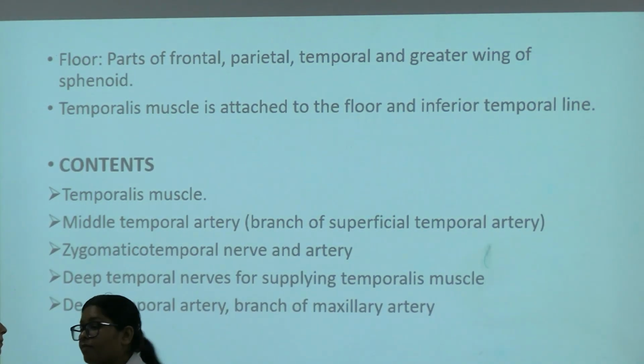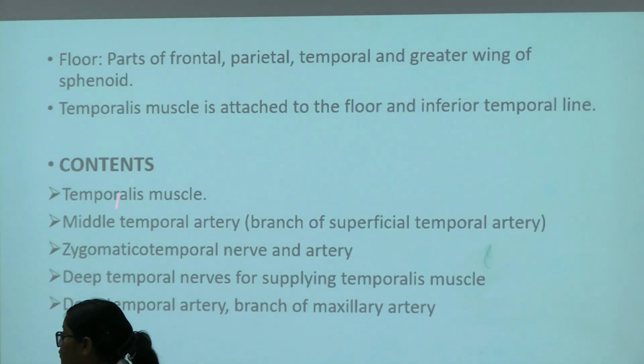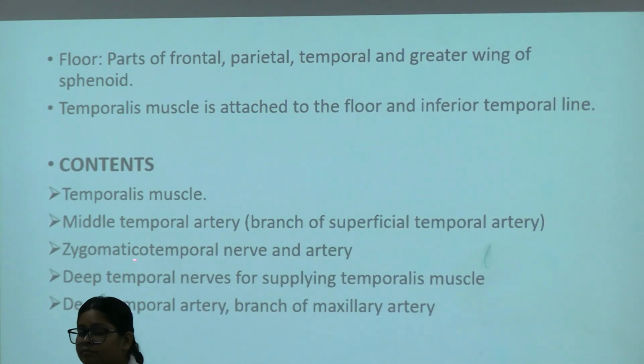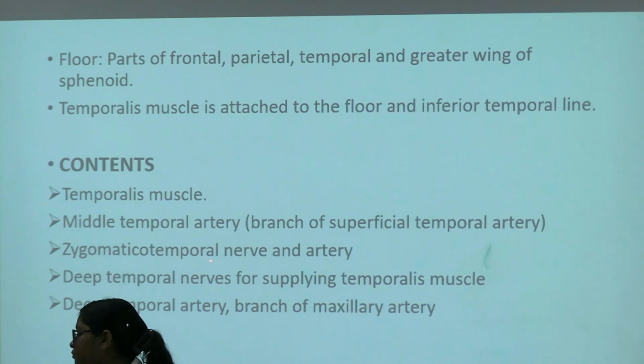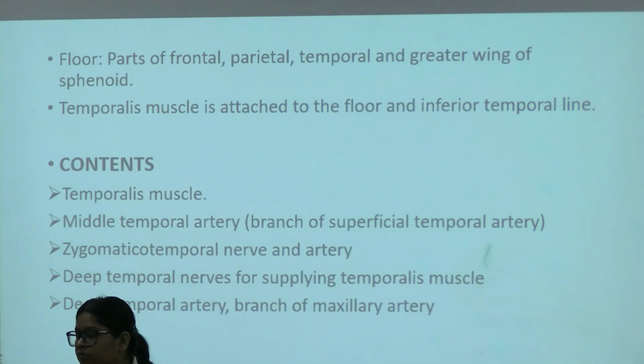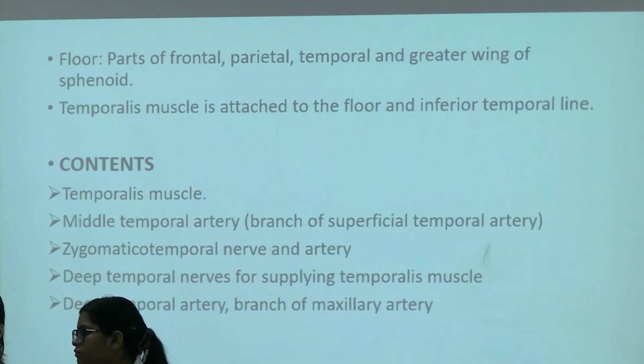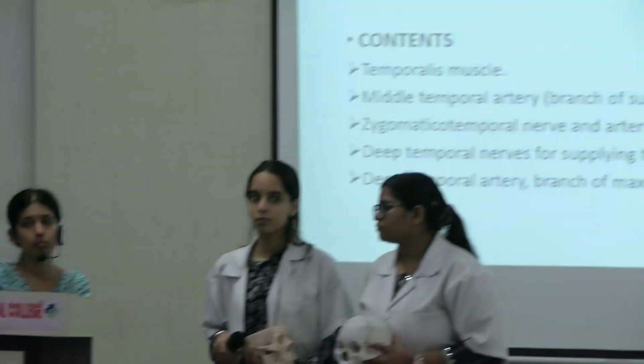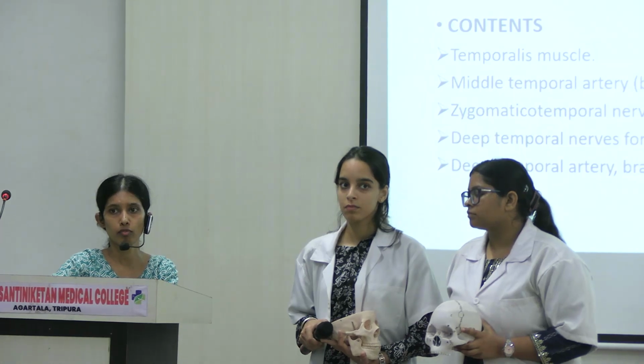The contents include one major muscle, your temporalis muscle, covered by the temporal fascia. We have three important arteries: the middle temporal artery, the deep temporal artery, and the zygomatico-temporal artery. And we have two important nerves: the zygomatico-temporal nerve and the deep temporal nerve, which supplies your temporalis muscle. These are all the contents, communication and boundaries of your temporal fossa.